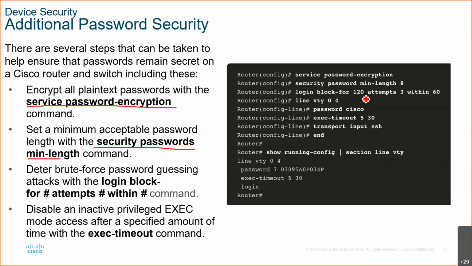Here, login block for 120 seconds if there are 3 attempts within 60 seconds. So if there are 3 wrong attempts to access the router within 60 seconds, do not allow them to access the router for 120 seconds. So it's going to block for 120 seconds.